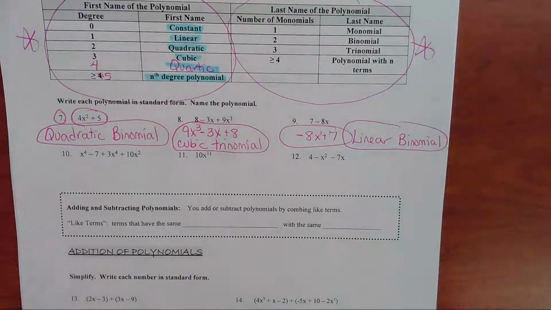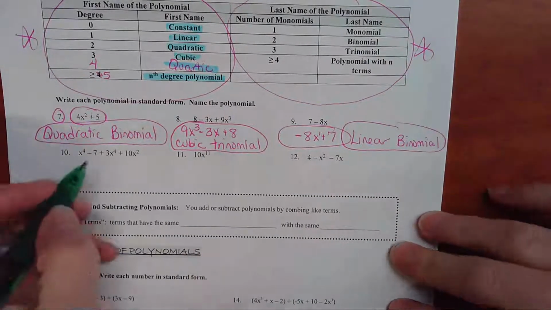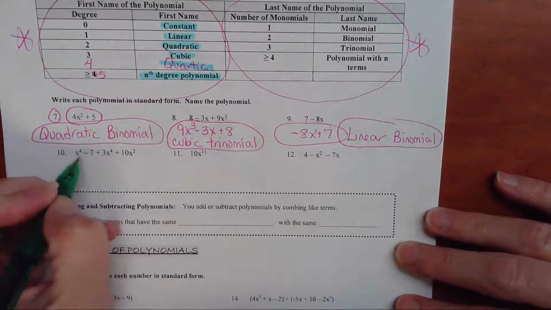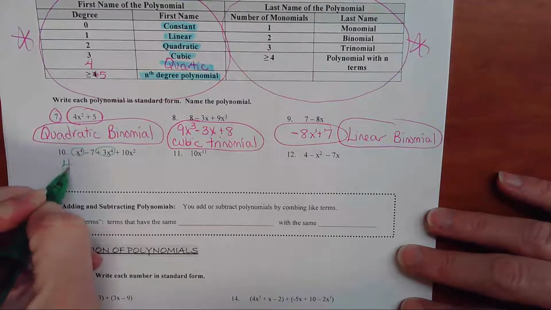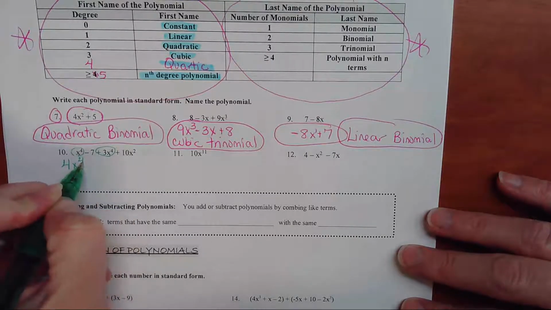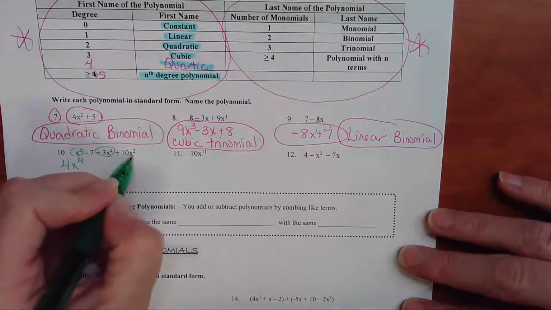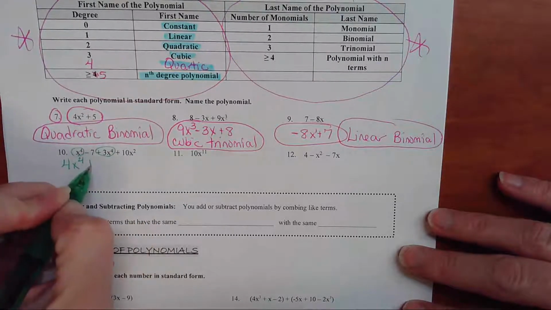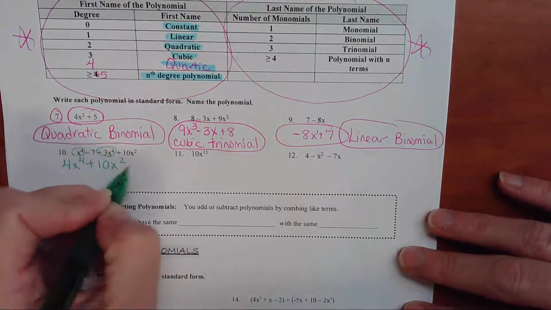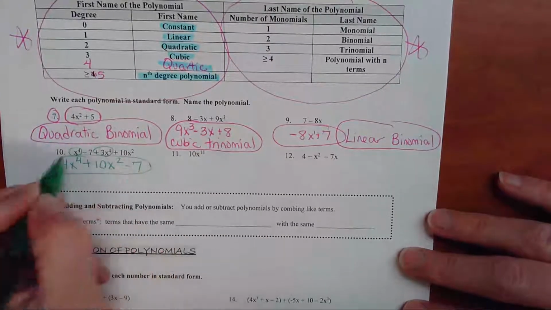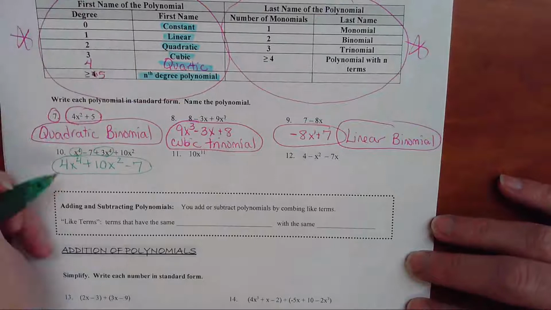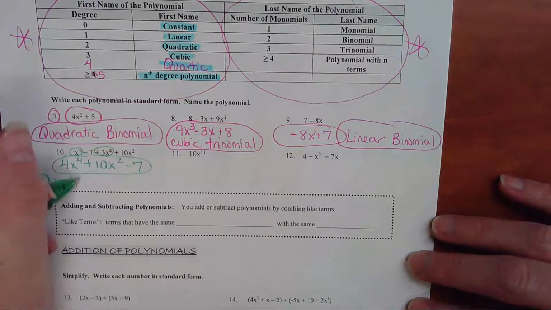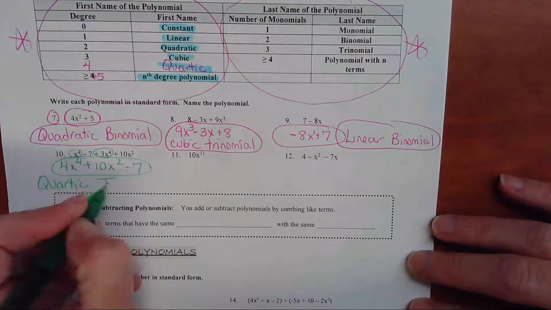For number 10, I'll even switch colors up a little bit to keep it interesting for you guys. Maybe we'll do green. How about that? So for number 10, I have some combining like terms that can happen here. x to the 4th, 3x to the 4th. Add them together and I get 4x to the 4th. Next largest exponent would be the x squared. So that's a plus 10x squared. Use the signs it has. And then minus 7. So there's my standard form. Now to name it, largest exponent is a 4, that is a quartic. And then there are 1, 2, 3 terms, trinomial.